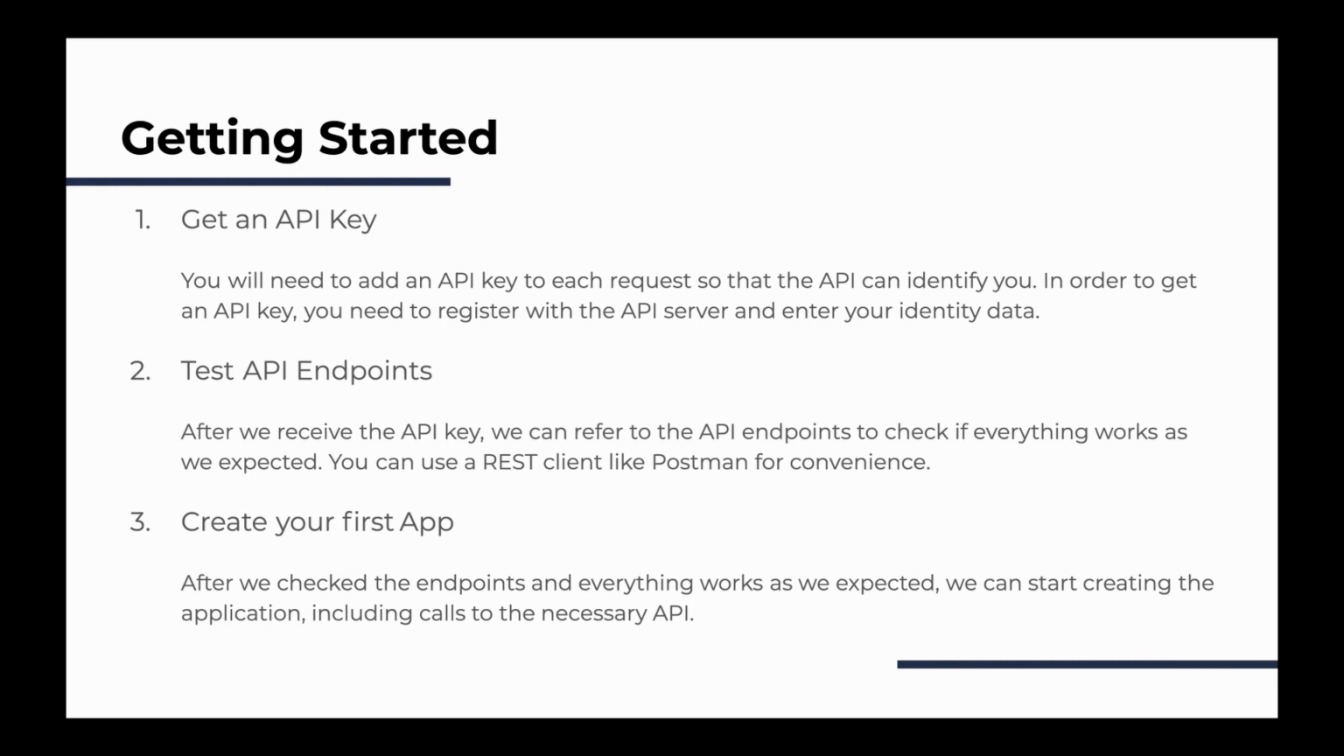The second one is to test your API endpoints. After you receive your API key, you can refer to the API endpoints in their documentation and see if everything works the way you expect it. A more common way used by developers in a more professional setting is to use a REST client like Postman, but for a very basic API, it's not really necessary.